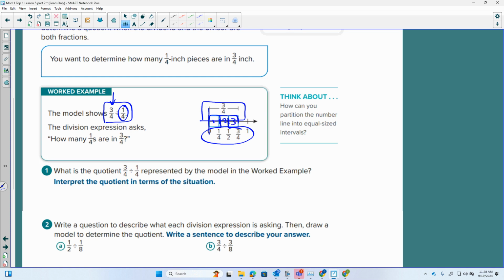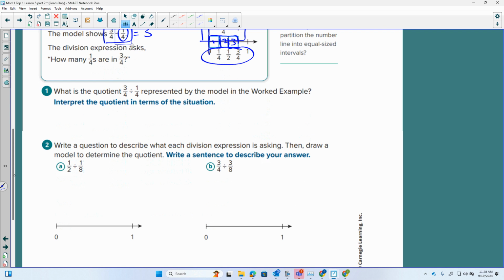Now the question to ask yourself again goes back: how many 1/4 are there in 3/4? So when you do that, that is going to help you to understand this breakdown. So what is the quotient represented by the model? 3/4 divided by 1/4 equals what? 3. So interpret the quotient in terms of the situation. So what we'd say is there are 3 1/4 in 3/4.